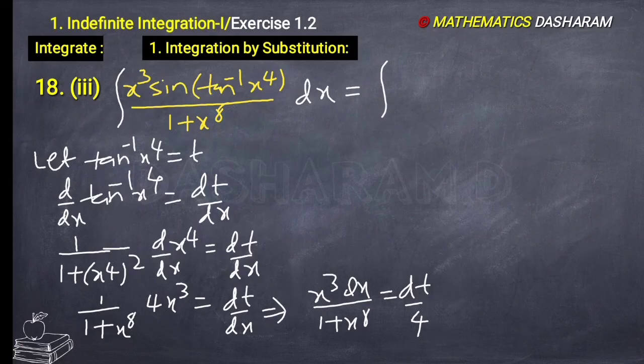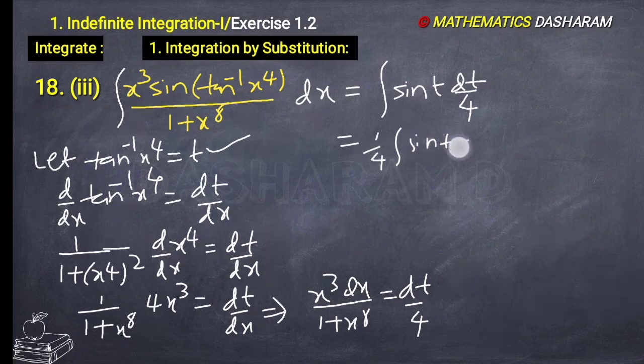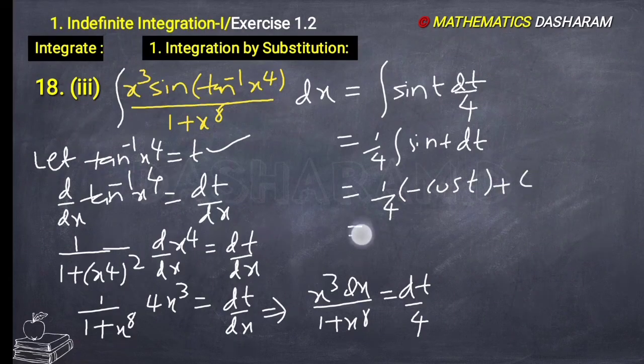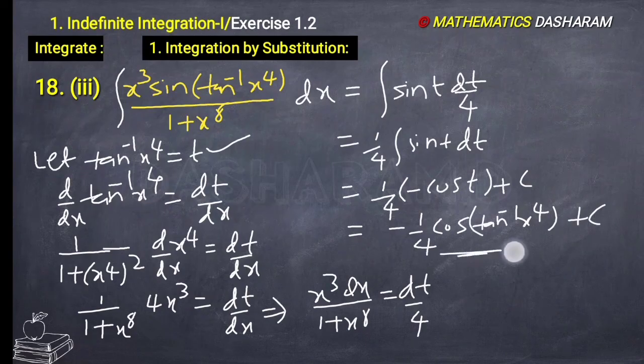So the integration of sine, here tan inverse x to the power of 4 equals t, so sine t, and x cube dx by 1 plus x to the power of 8 equals dt by 4. Then 1 by 4 is a constant, sine t dt. So 1 by 4 times the integration of sine t is minus cos t plus c. So it equals minus 1 by 4 cos of tan inverse x to the power of 4 plus c, which is our required answer.